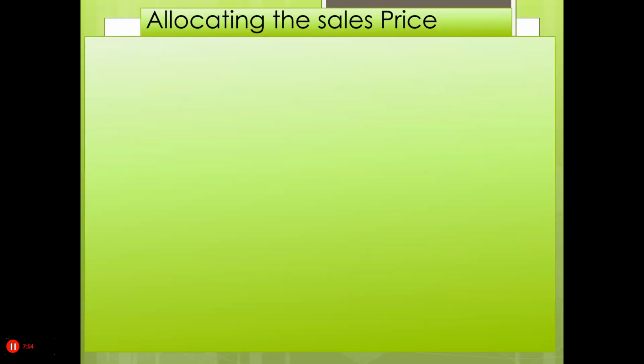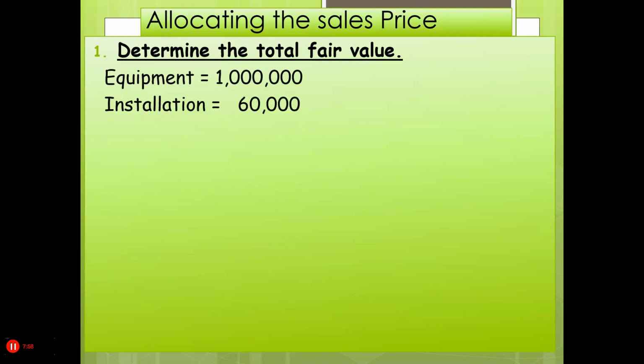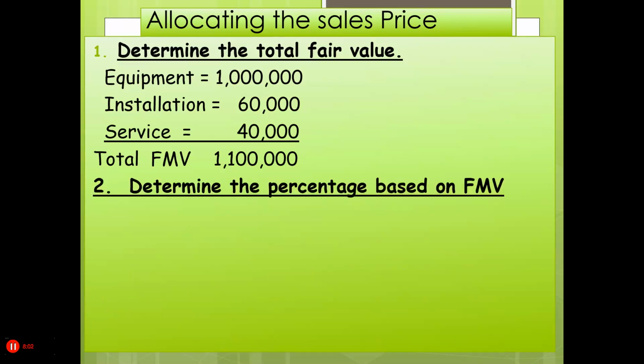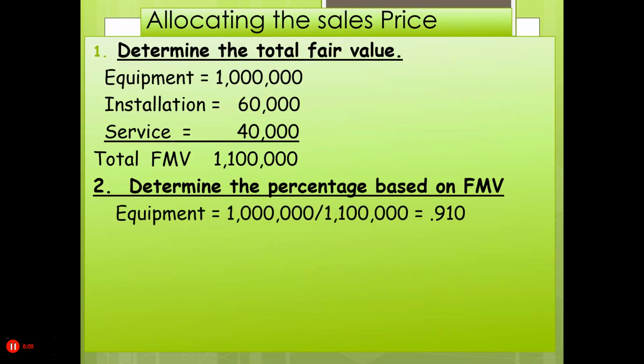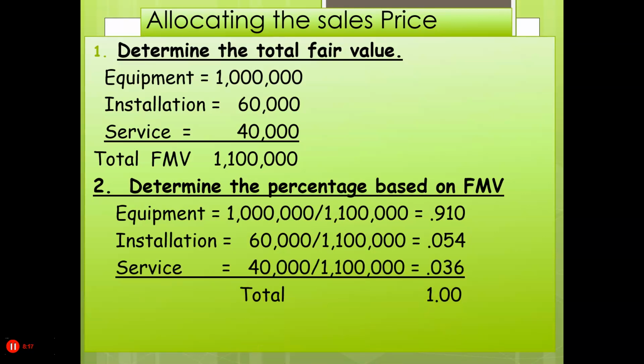So now, allocating the sales price. First, we determine the total fair market value. Then, we use this to determine the percentage based on fair market value. So the equipment of $1 million is divided by the total fair market value, and it gets 91%. And then we do the installation, and then we do the service, and make sure your percentage equals 100%. No, I'm sorry, 100%.